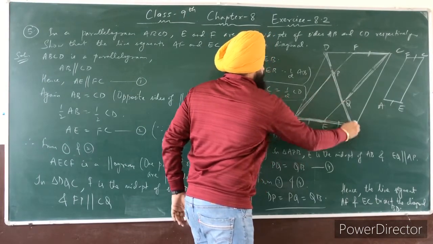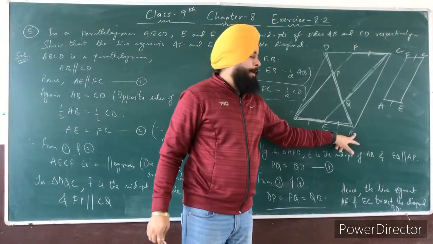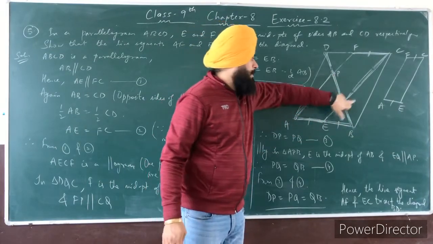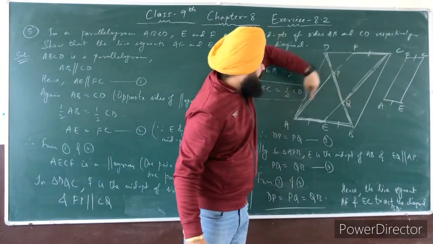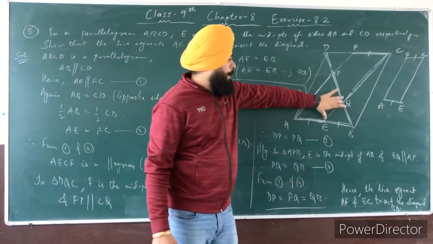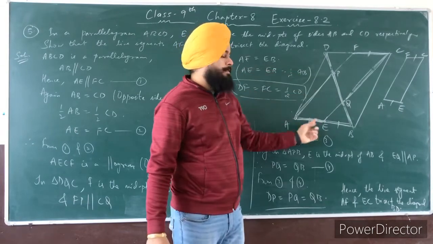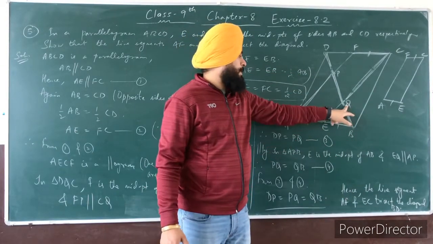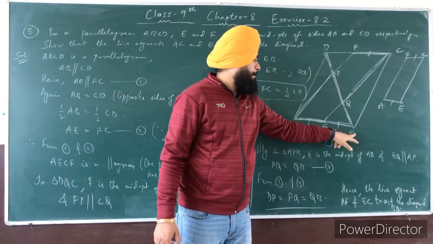In this triangle, E is the midpoint of side AB and EQ is parallel to AP, because EQ is the part of this side and AP is the part of side AF. Clear? So EQ is parallel to AP and E is the midpoint of side AB. So by again the converse of midpoint theorem, this Q is also the midpoint of side PB.